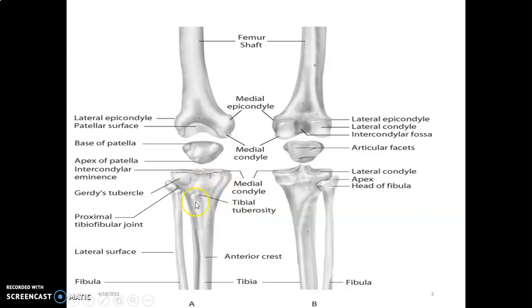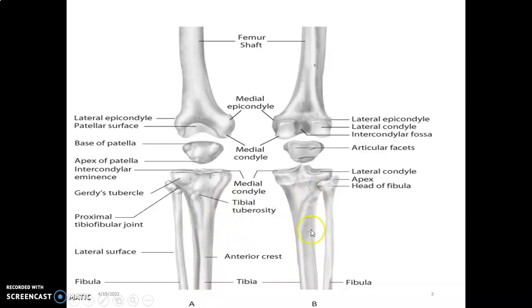On the anterior part of the tibia, you have your tibial tuberosity, the medial condyles, the intercondylar eminence, the Gerdy's tubercle. You need to know what inserts at Gerdy's tubercle. Then this is the proximal tibiofibular joint, and we have a distal one. Remember, it's a syndesmotic or fibrous joint with minimal movement. This is the lateral surface of the fibula, anterior crest of the tibia. The tibia has three surfaces: medial surface, lateral surface, and posterior surface.